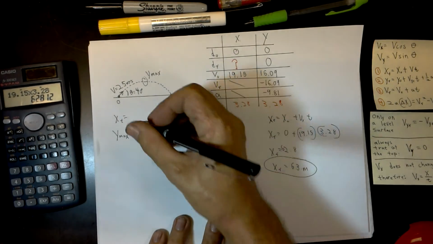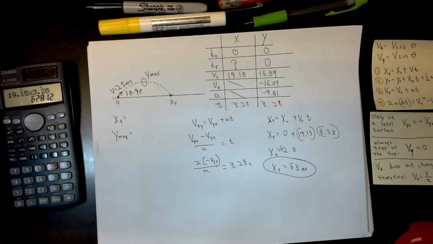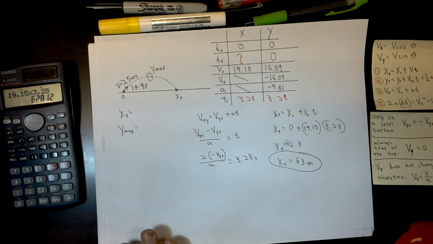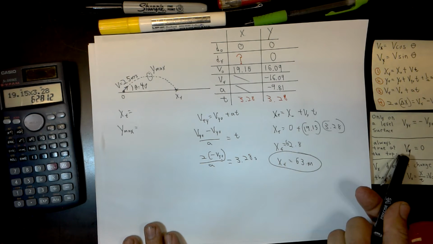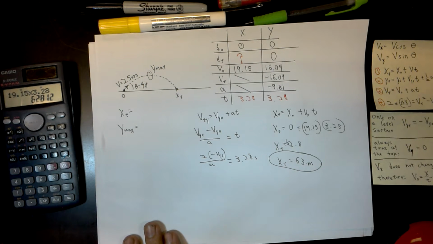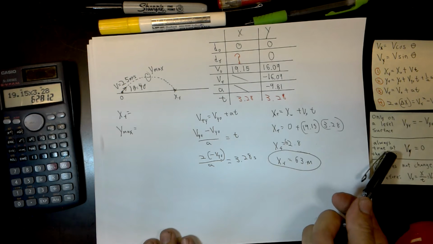Okay, for the next one, finding the Y max. We've done ones like this. I don't think we did exactly one like that where it's on level ground, but it's still the same idea. What happens to the Y velocity at the top? Yes, that's exactly right. I heard somebody say it's equal to 0. Yes, always true at the top. V of Y is equal to 0. I don't have to write that as V of YO or V of YF, because it's simply the Y velocity is equal to 0 at the top.